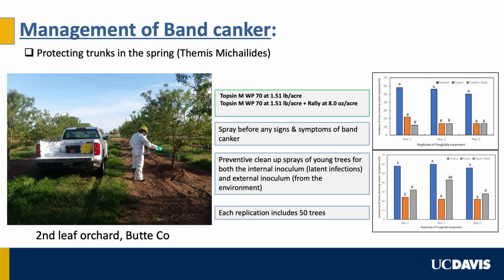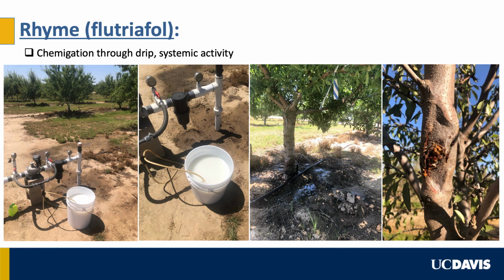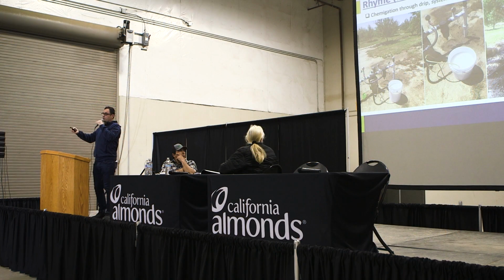And he saw from his work a significant reduction in band canker incidence just by spraying the trunk before the disease actually shows up. Rime, there's been a lot of talk and discussion here in the valley about the efficacy of Rime applied as a drench product. So we took the claim from the company and tested it ourselves at the Kearney Ag Station. We drenched Rime at 7 ounces per acre at the base of the tree, inoculated trees with a canker pathogen, and looked at whether that had an effect on the reduction of canker length.